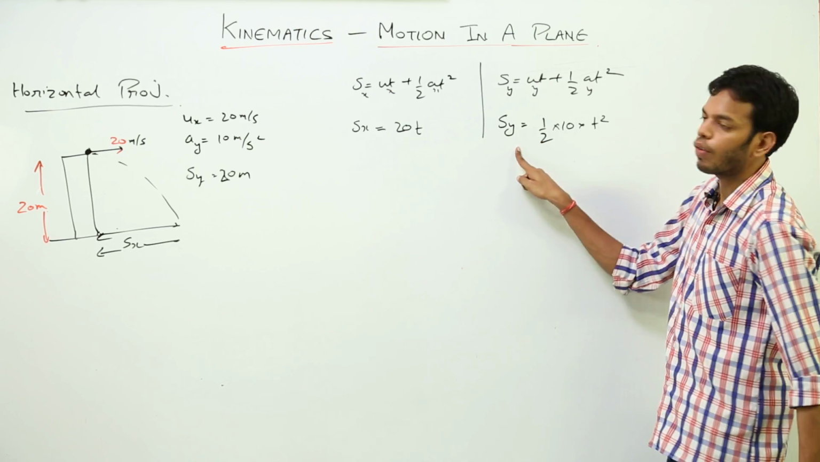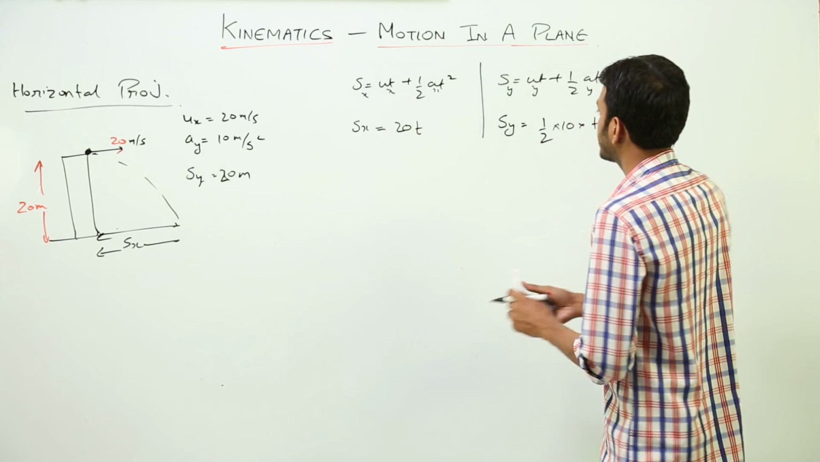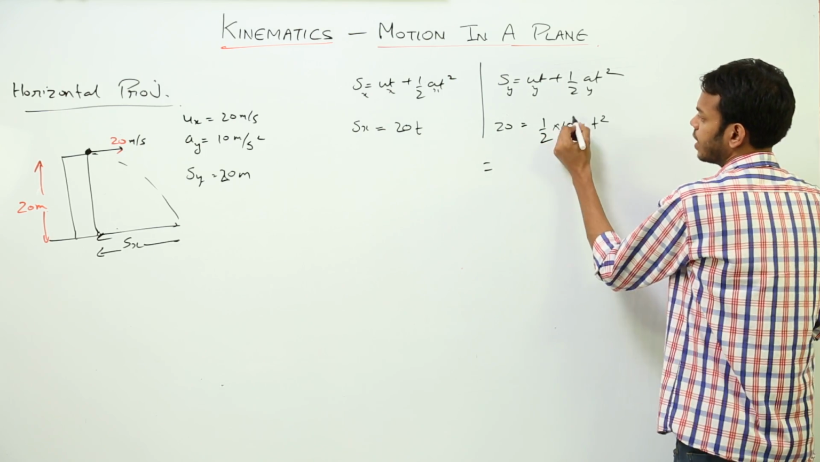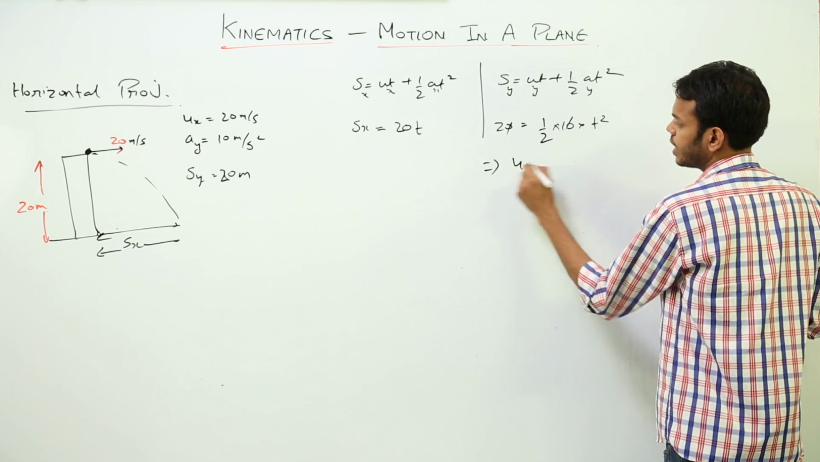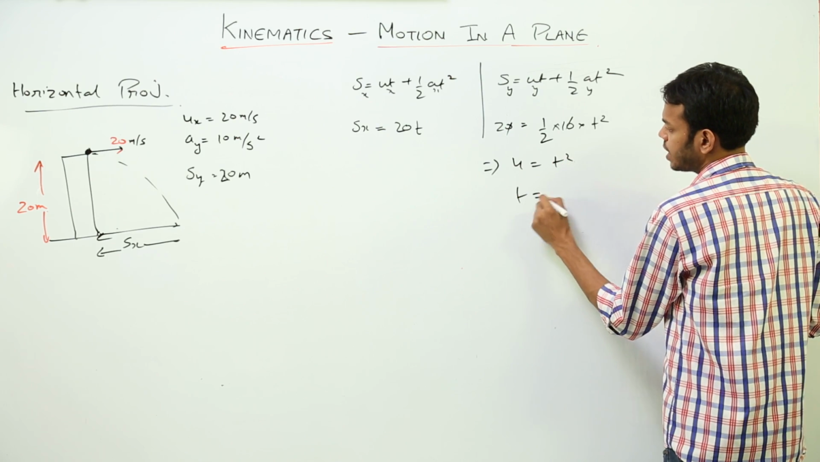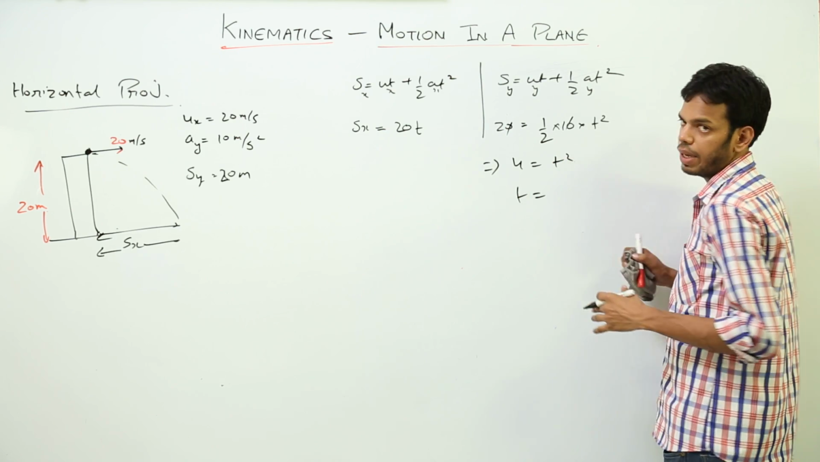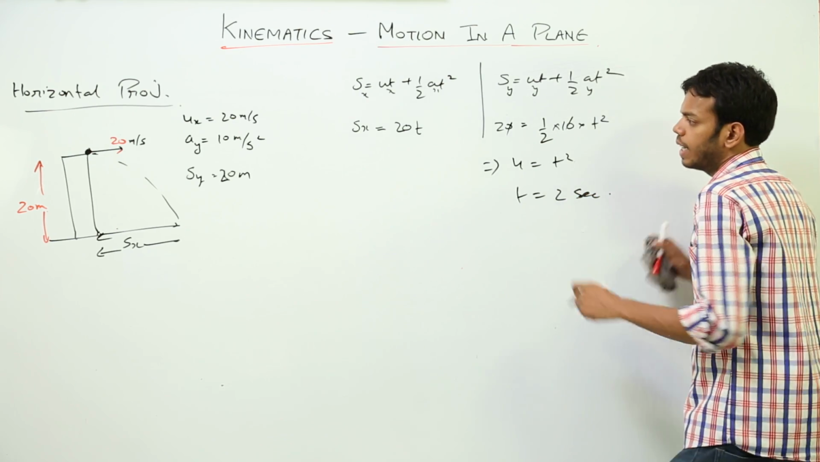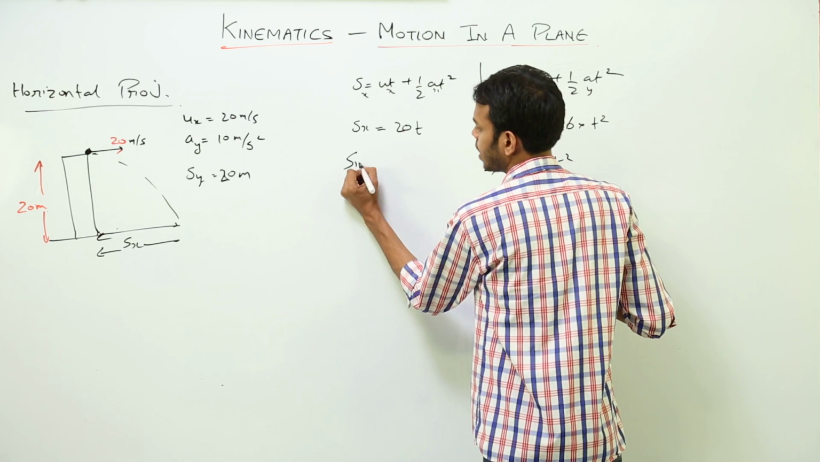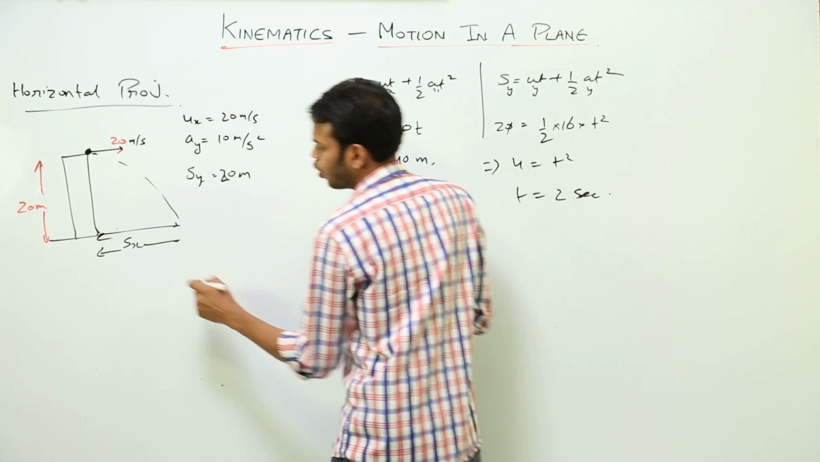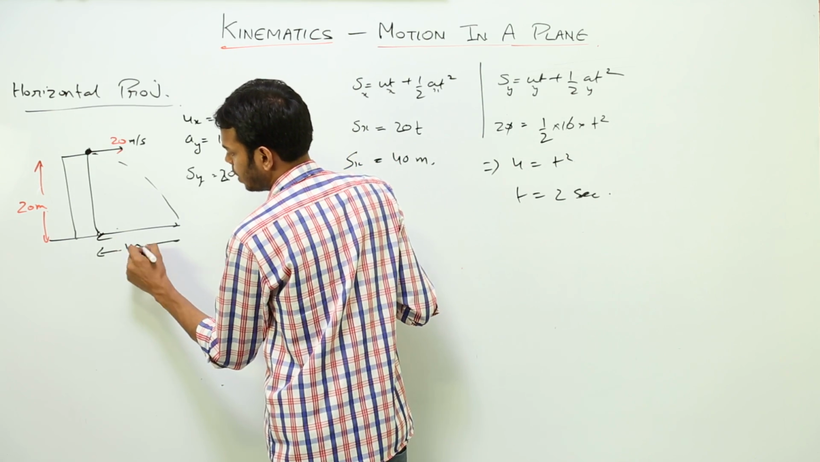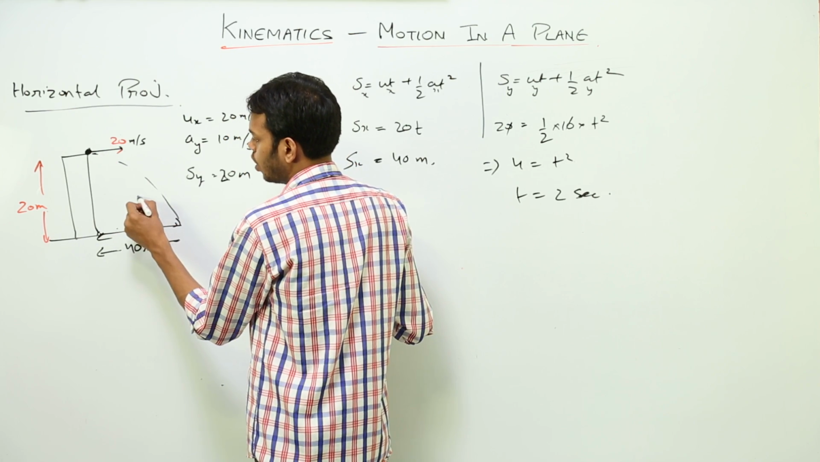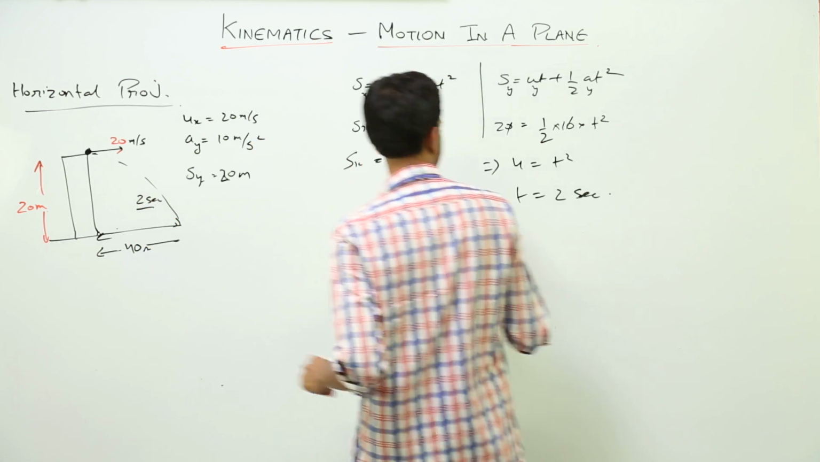What is the displacement along y-axis? That is 20, because object has covered vertical distance of 20 meters. So what are we left with? This 0 goes, we have 4 is equal to t square, time is plus minus 2. Obviously we're eliminating minus 2, we are left with time equal to 2 seconds. T equal to 2, putting here sx becomes 40 meters. So now we know that this distance was 40 meters and the time in which this object reaches this point is also 2 seconds, right?